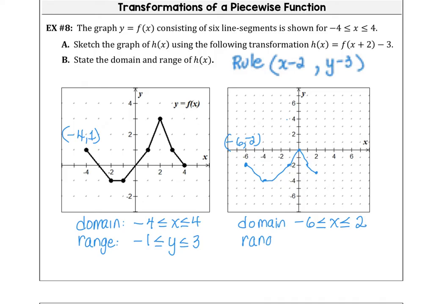So for our domain and range of our h of x graph, we're going to subtract 3 from -1 and subtract 3 from +3. And that does truly match the domain and range of our newly created graph.